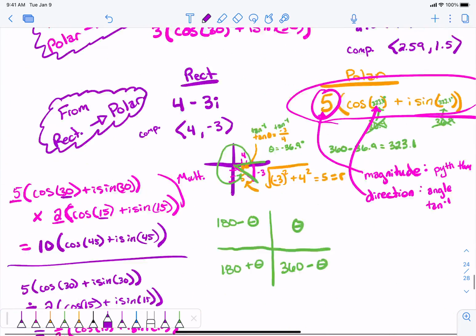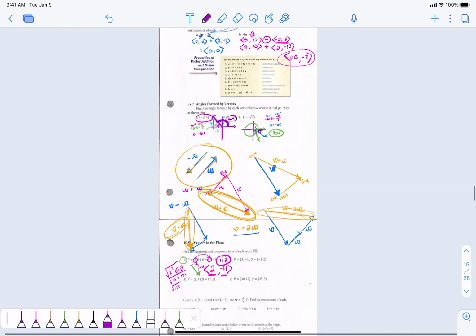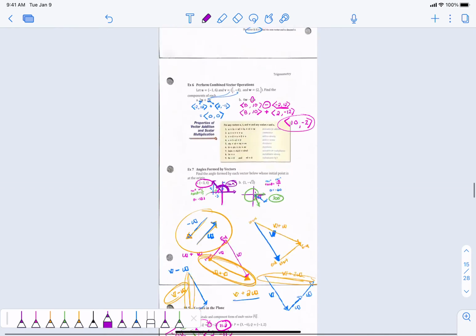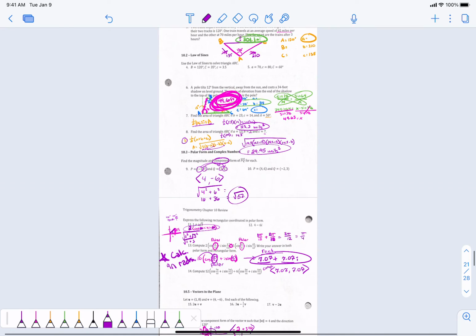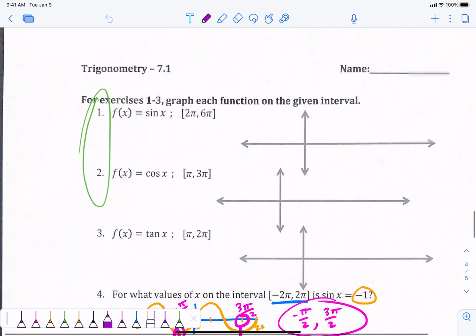Let's see where we're at here. let's see what we got. Let's see what we got. Vectors. I'm not in the right spot. I'm not in the right spot. I want to be here. I want to be here. Right here.